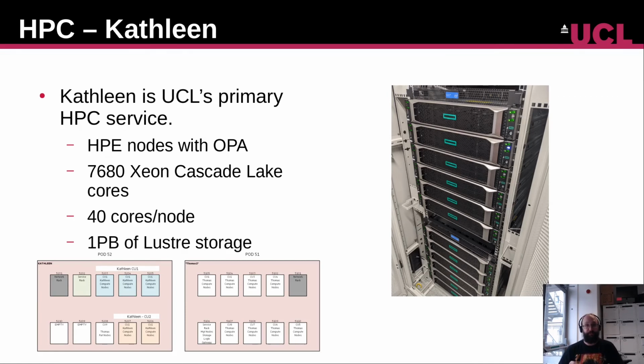Kathleen is UCL's primary HPC service. It's from HPE. It uses a network called Omnipath to do the MPI communication. It's got 7,680 Intel Xeon cores, 40 cores per node, and a petabyte of Lustre.